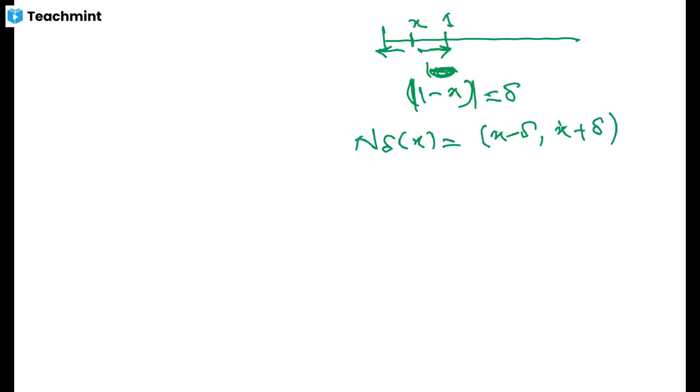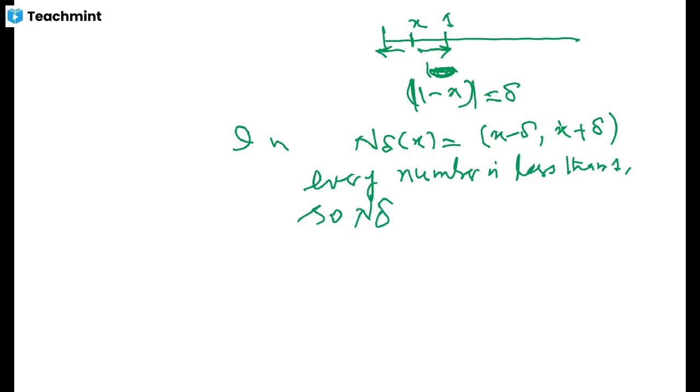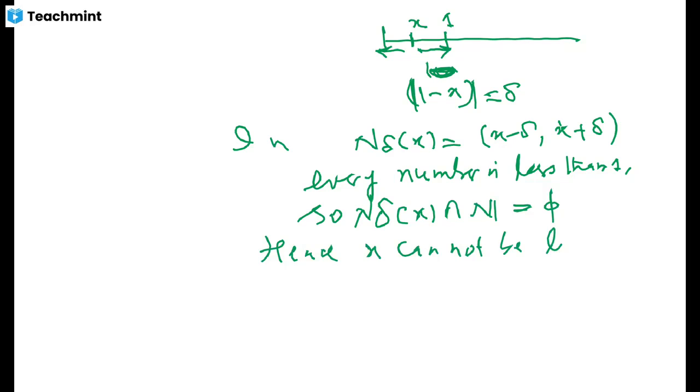And in this delta neighborhood of x, every number is less than 1. Let me write this: in this delta neighborhood, every number is less than 1. So this delta neighborhood of x cannot contain any natural number. So this intersection is empty, and hence in this case also x cannot be a limit point of this set of natural numbers.